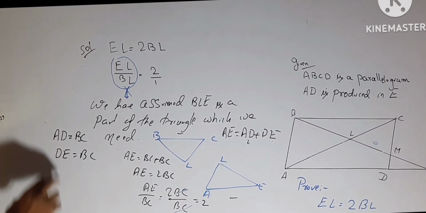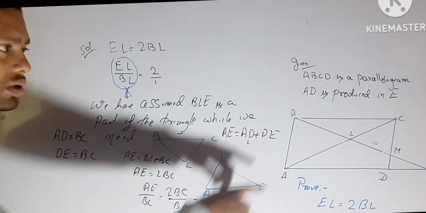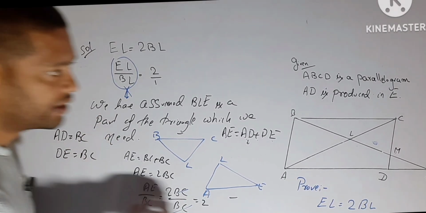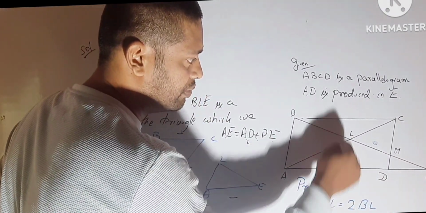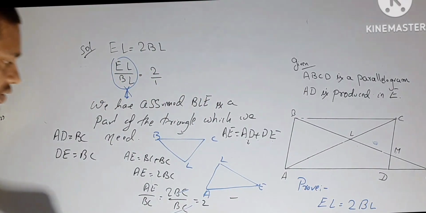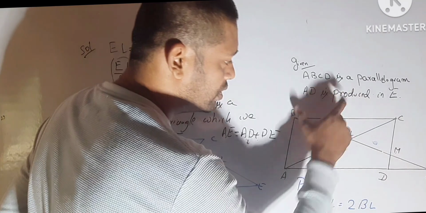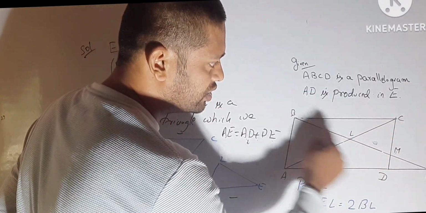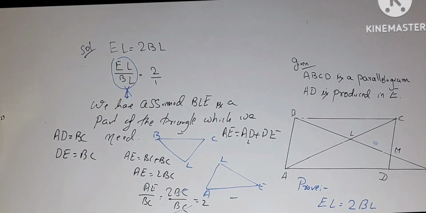But how to show that one? AD is equal to BC. We can say, because, wait, AD is there and BC is there. So these two triangles, if I prove similar, I can say this one equal to this one. Yes sir, you can say. And DE is equal to BC. How to prove this one now? If I take this triangle and this triangle and prove these two triangles similar, I can say that one. Yes sir, we can say that.